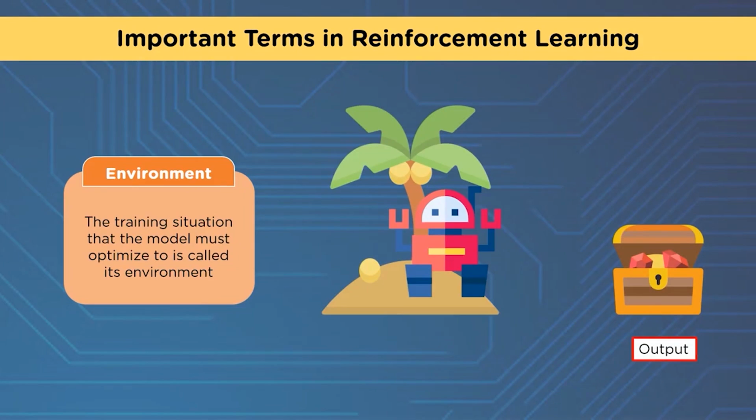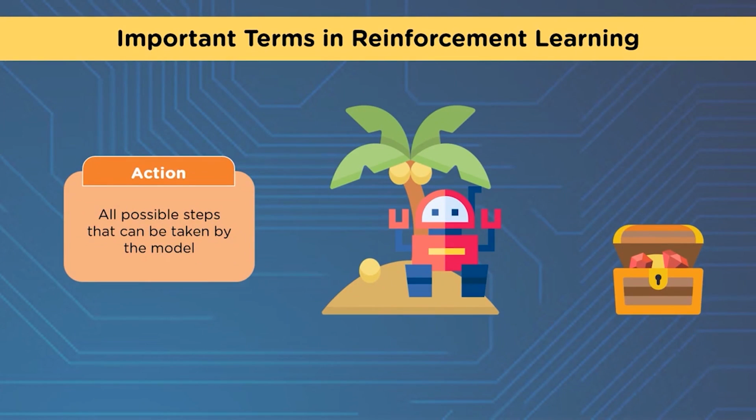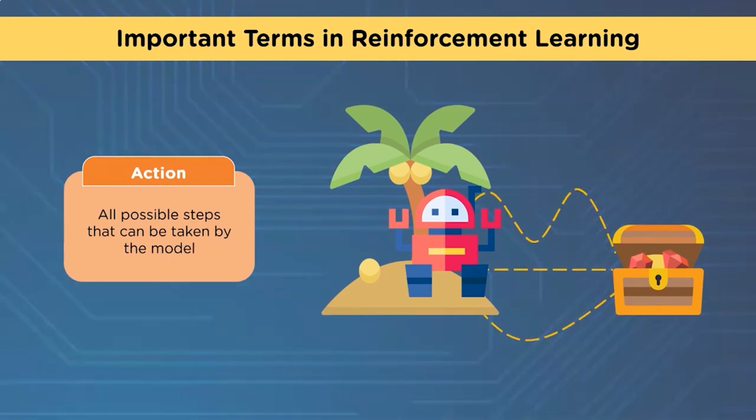And you have your environment. The training situation that the model must optimize to is called its environment. And you can see here, I guess we have a robot who's trying to get a chest full of gems or whatever, and that's the output. And then you have your action. This is all possible steps that can be taken by the model, and it picks one action. You can see here that it's picked 3 different routes to get to the chest of diamonds and gems.